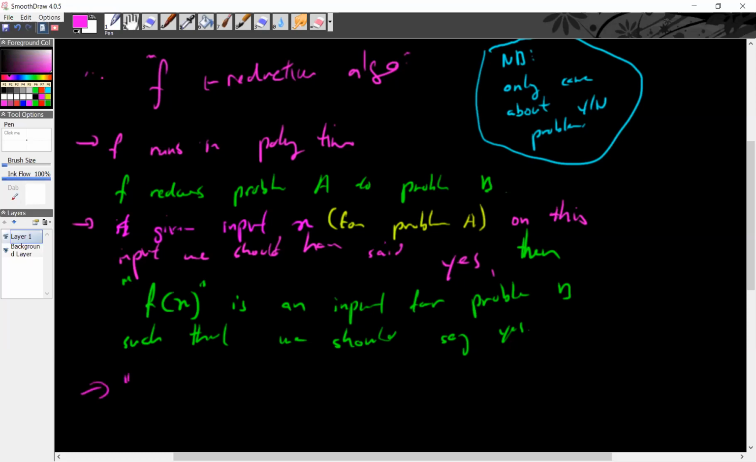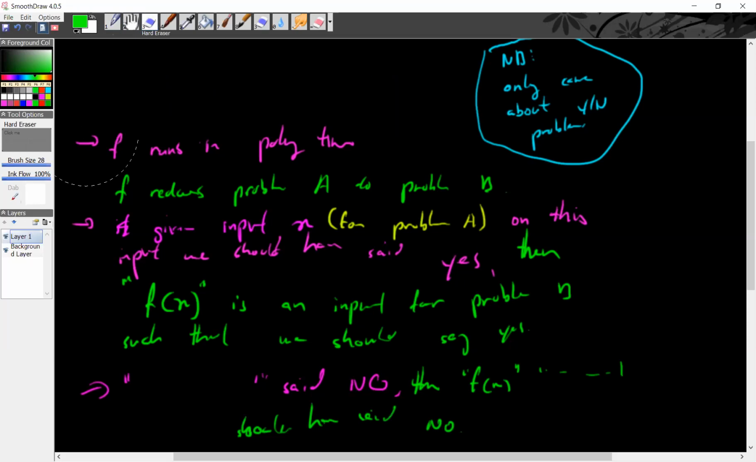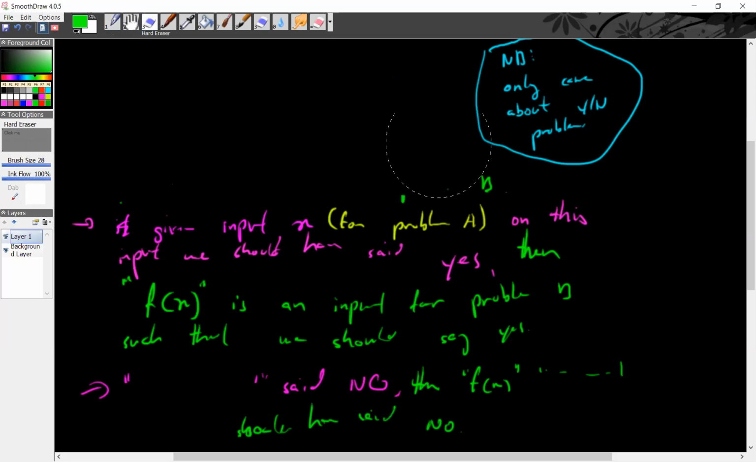So if given input X for problem A, we should have said no, then what you want is that f of x, again as an input for problem B, we should have said no. Okay, so now this tells you that your reduction is useful. Because if I have a, so let me write down, for the sake of an illustration, let me get rid of this for now. I need some space.